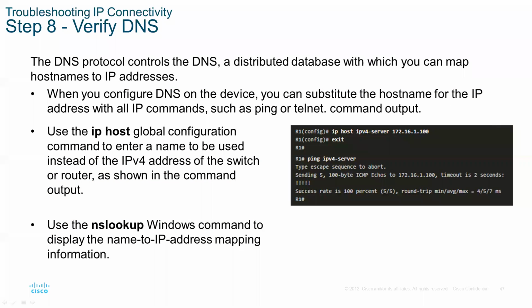Next, we need to confirm that we have connectivity to our server for domain name translations. And the other thing we need to check is whether we're getting responses from there. And we can use the NS lookup to get the mapping information.